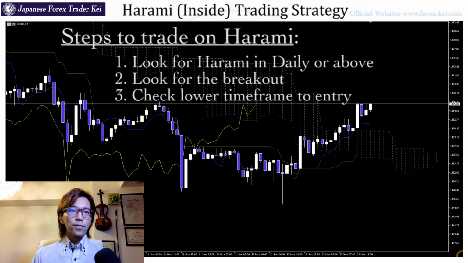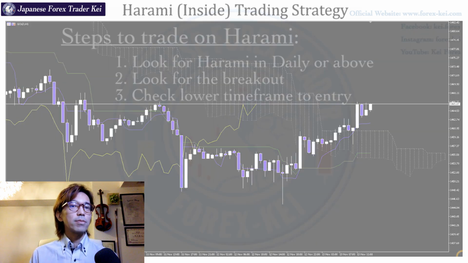So again, look for the Harami in the bigger time frame chart first, and when you see the current candle is within the Harami, better not to trade it, but wait and prepare for its breakout.